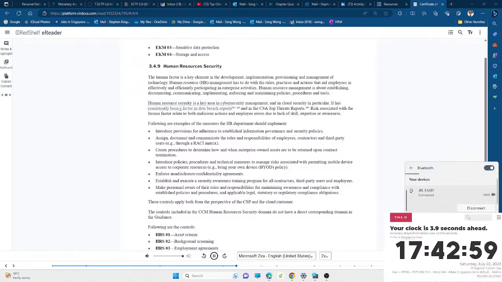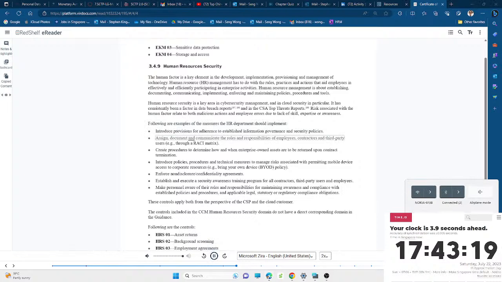It has consistently been a factor in data breach reports [197, 198] and in the CSA top threats reports [199]. Risks associated with the human factor relate to both malicious actions and employee errors due to lack of skill, expertise, or awareness. Following are examples of the measures the HR department should implement. Introduce provisions for adherence to established information governance and security policies.